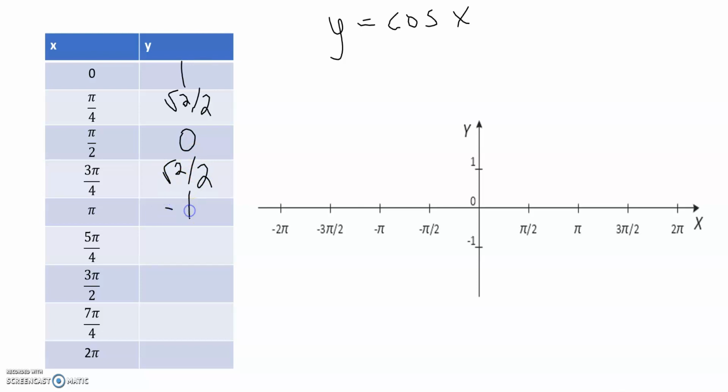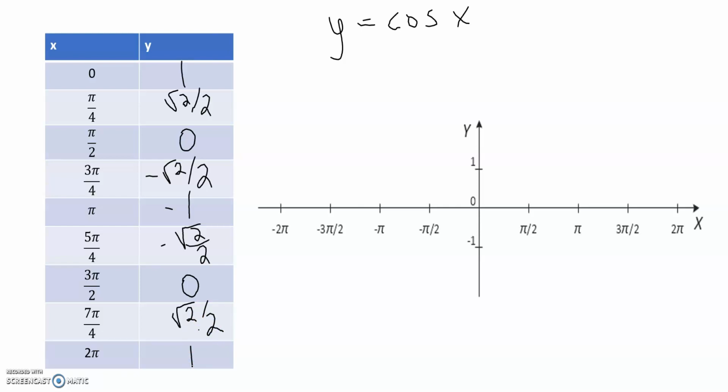At pi, we have -1. At 5 pi over 4, we have negative square root of 2 over 2. Oh, also 3 pi over 4 is negative, my bad, because that is the x value, and in the second quadrant the x is negative. At 3 pi over 2, we get 0. At 7 pi over 4, we get a positive square root of 2 over 2. And at 2 pi, we're back at 1.